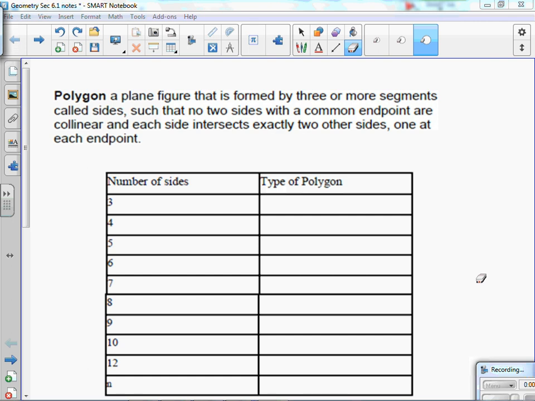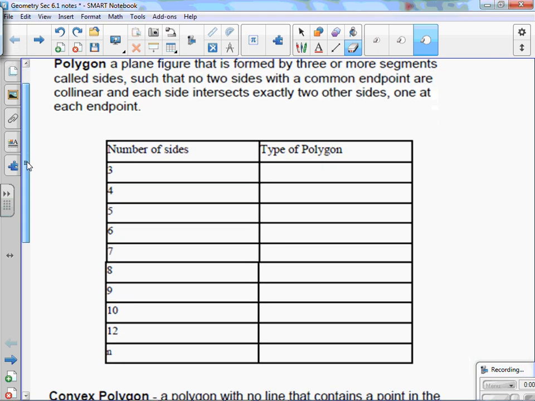Right, so starting polygons. A polygon is a plane figure that's formed by 3 or more segments called sides, such that no 2 sides with a common endpoint are collinear, and each side intersects exactly 2 other sides. So you have to have at least 3 sides, because it's got to be a closed figure. Right, 2 sides would only make an angle that would be open. And it's made up of line segments.